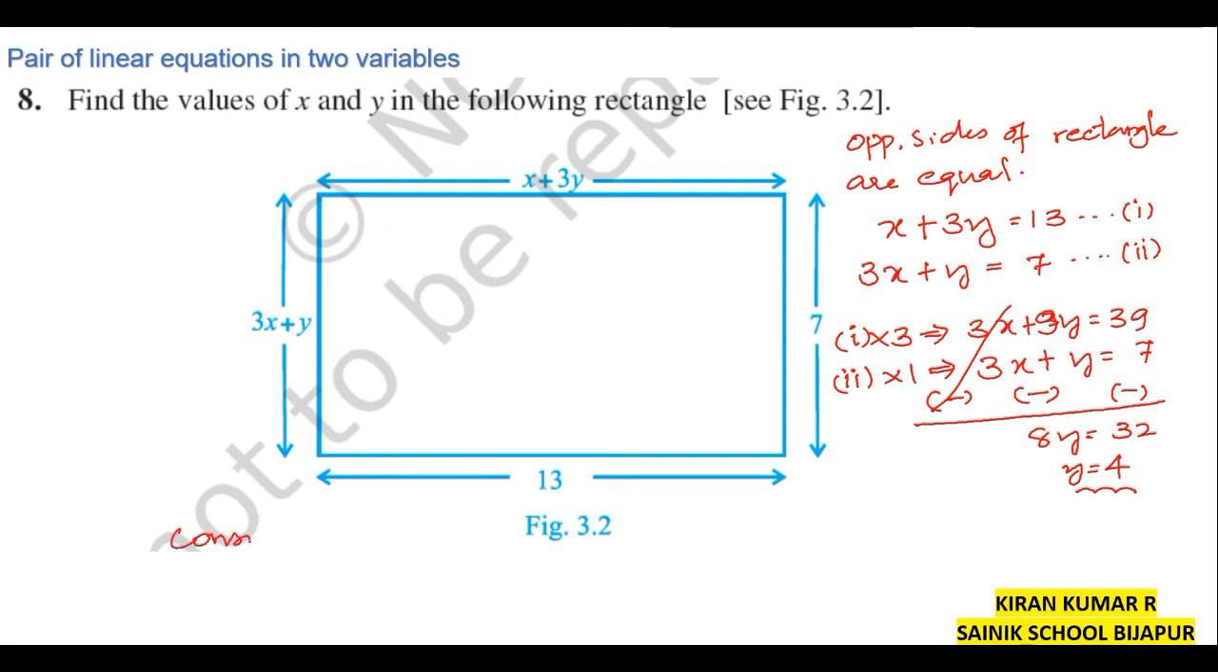Let me consider one of the equations. I would like to take the second equation, 3x plus y is equal to 7. Let us substitute the value. 3x becomes 7 minus 4, which is equal to 3. So if 3x is equal to 3, the x value is 1. So we have found the value of x as 1 and the value of y as 4.